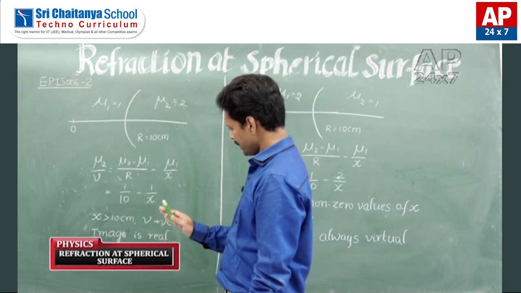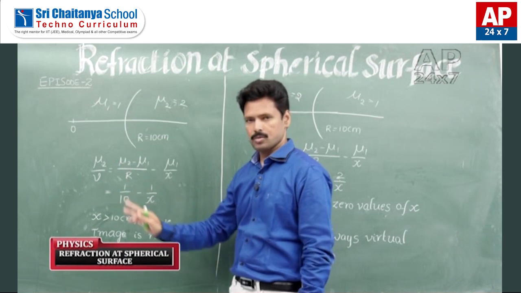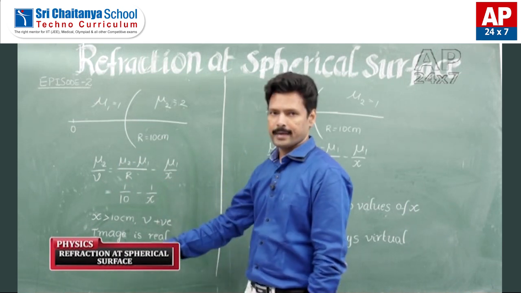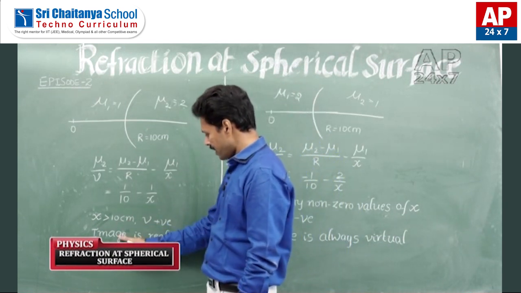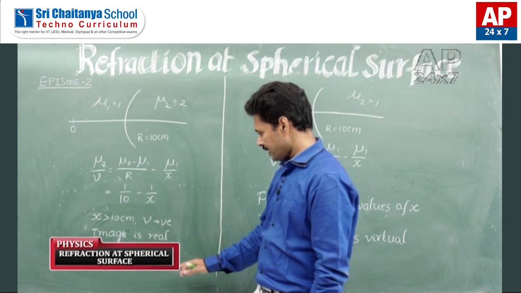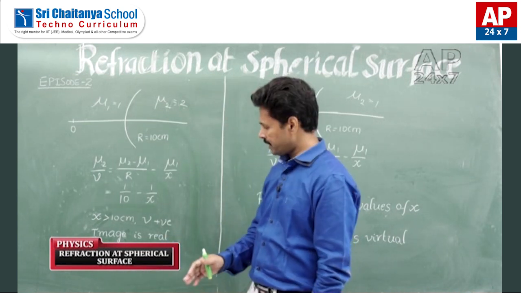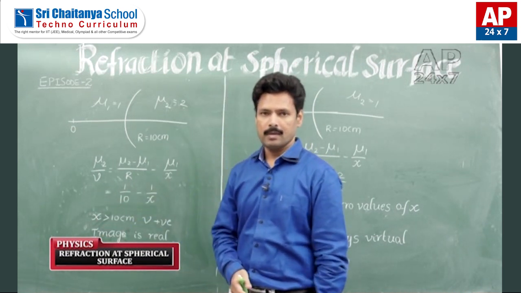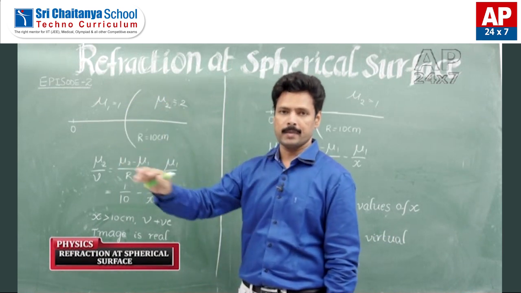From this we can say, if x is greater than 10, v is positive. If x is less than 10, v is negative. That means when x is greater than 10, the image is real, and if x is less than 10, the image is virtual. If we take x equal to 10, then the question is what happens? Then the rays will become parallel and the image will be at infinity.